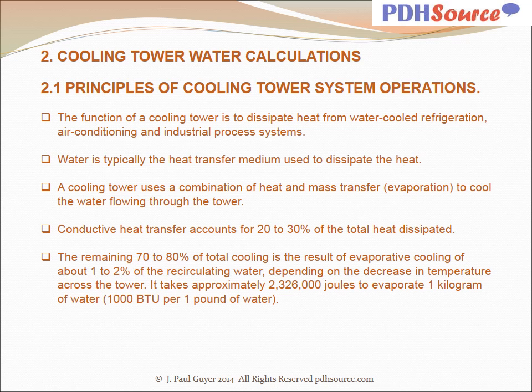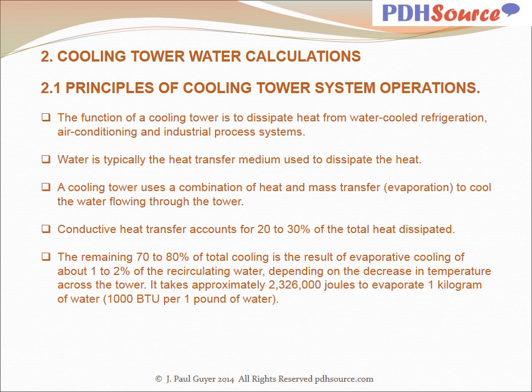Now, a discussion of cooling tower water calculations. The principles of cooling tower system operations are that the function of the cooling tower is to dissipate heat from water-cooled refrigeration, air conditioning, and industrial process systems. Water is typically the heat transfer medium used to dissipate the heat. A cooling tower uses a combination of heat and mass transfer, evaporation, to cool the water flowing through the tower.